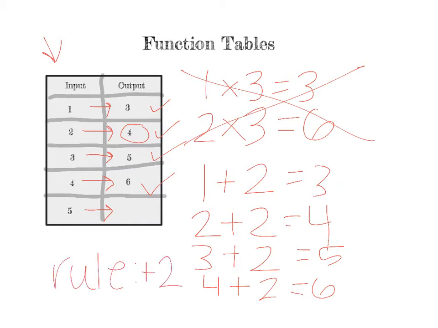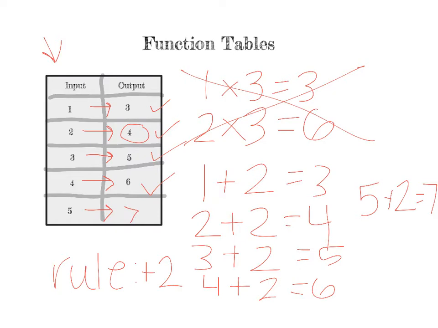So now we can look at our missing output. 5 goes into the machine. 5, we apply our rule. 5 plus 2 equals 7. So 7 would be our missing output.